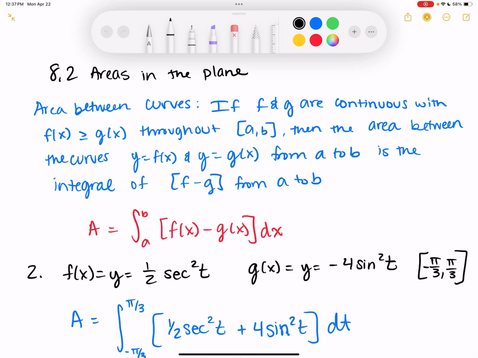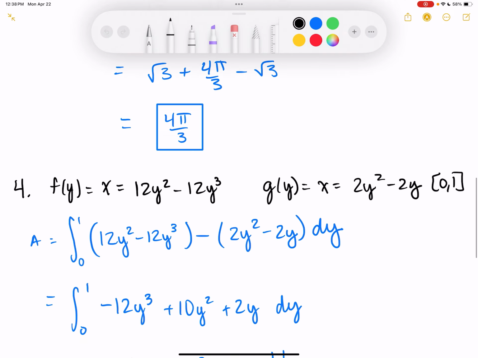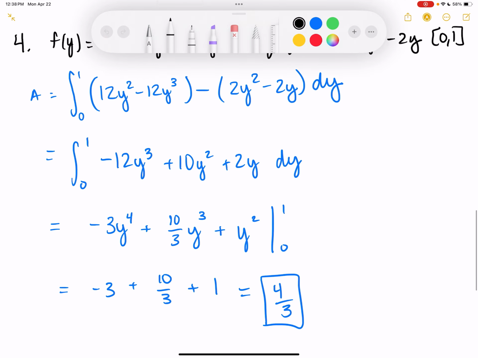Areas in the plane. It's when you have two different functions on the graph that you're given. You have f of x minus g of x. So it's either the top one minus the bottom one, or the right one minus the left one. I think that was the situation that we had in number 4. Yes, that is what we had.